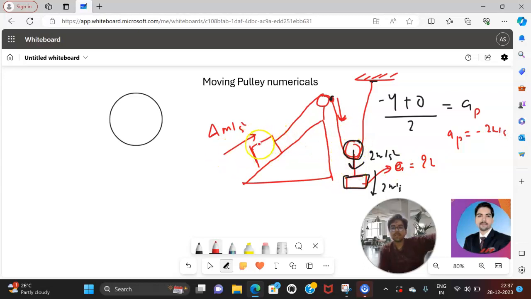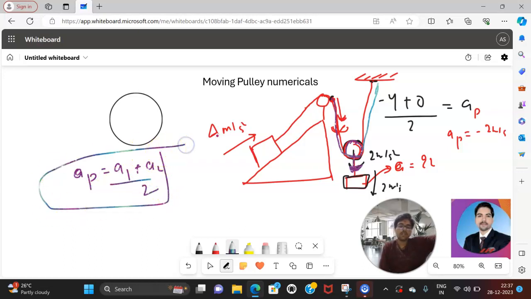So simply this block is moving up with 4 meter per second square. So this end, can you see, will go down with 4 meter per second square. So we got the acceleration of the end of the string. Clear? When it is going up, this end will go down. So finally we are getting the answer because this relation is valid for one pulley, one string, and this pulley must be moving. Here the pulley is moving. So this relation AP equals (A1 plus A2) by 2 has many applications.